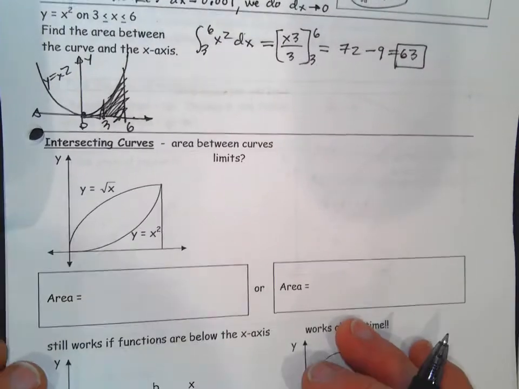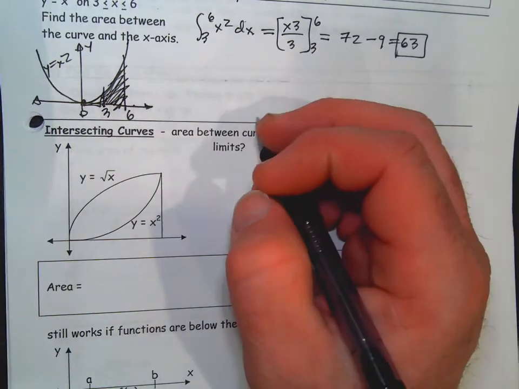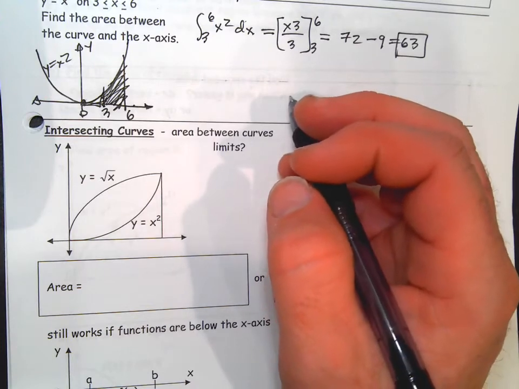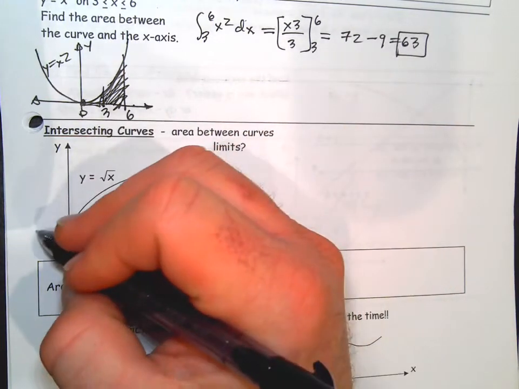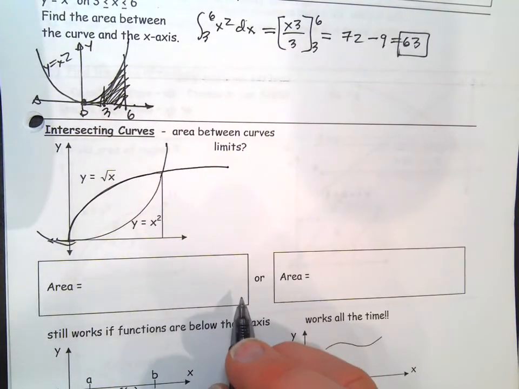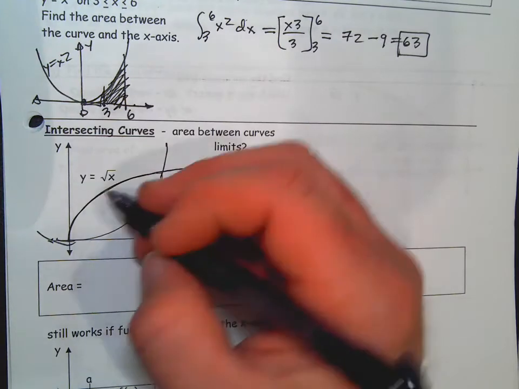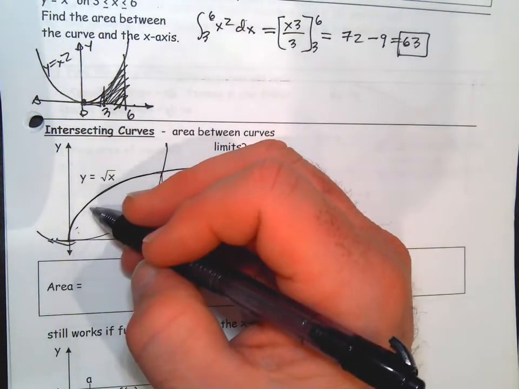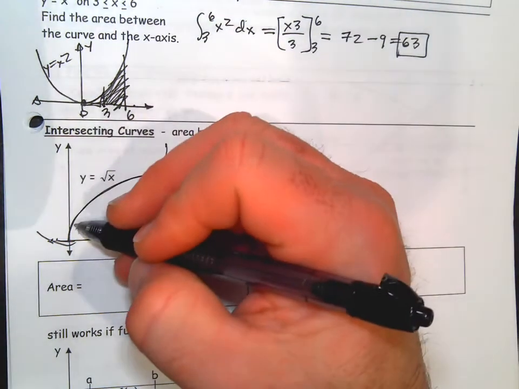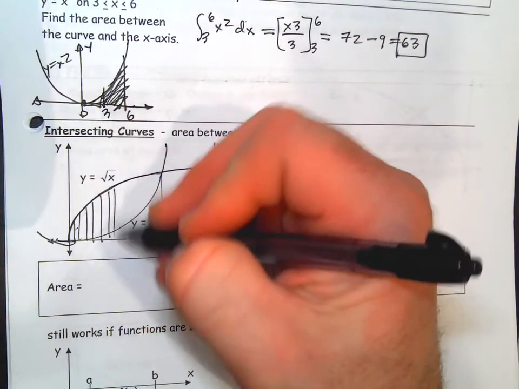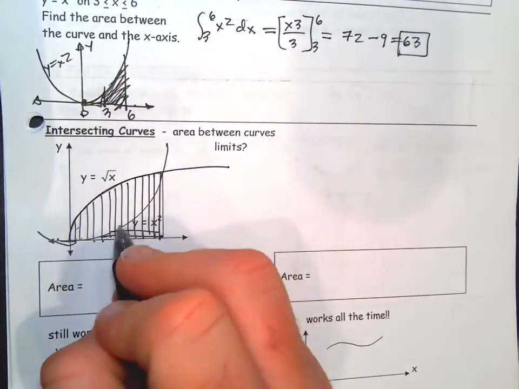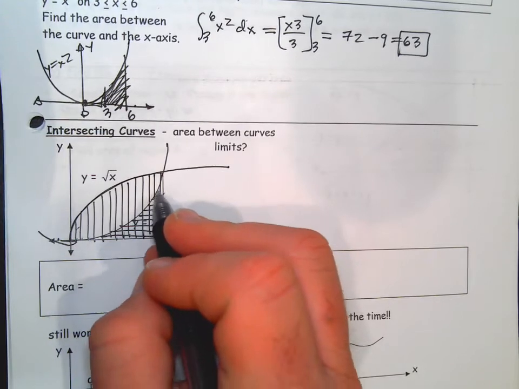So here's the deal. We're now going to involve multiple curves, intersecting curves, and we're going to try and find the area between those curves. Here's a simple example. We have a parabola, like the one we were just doing, and then we have a square root function, which is the top half of a sideways parabola. We want to find the area in between these. The way we're going to do that is we're going to find the area under the bigger function, and then find the area for the function underneath it, and then subtract to get what's in between.